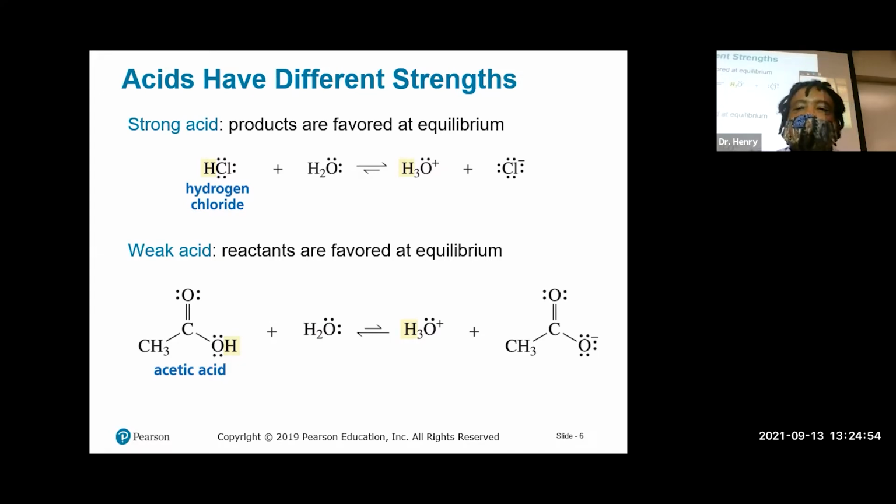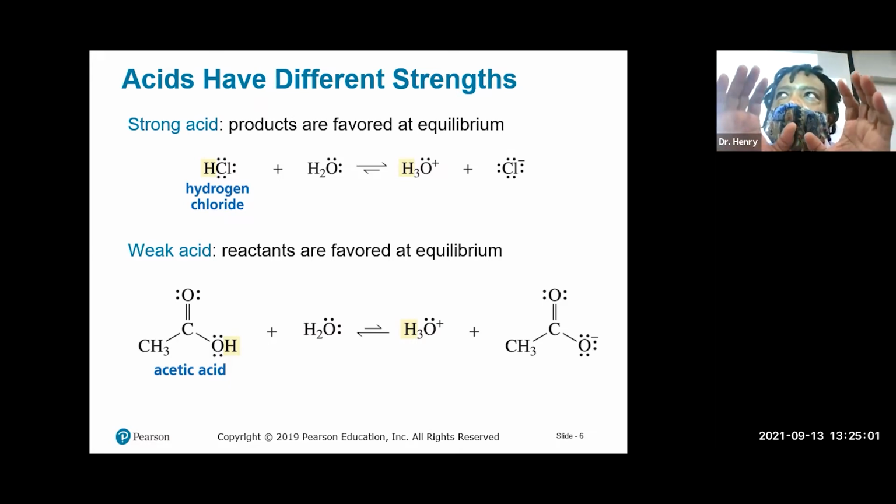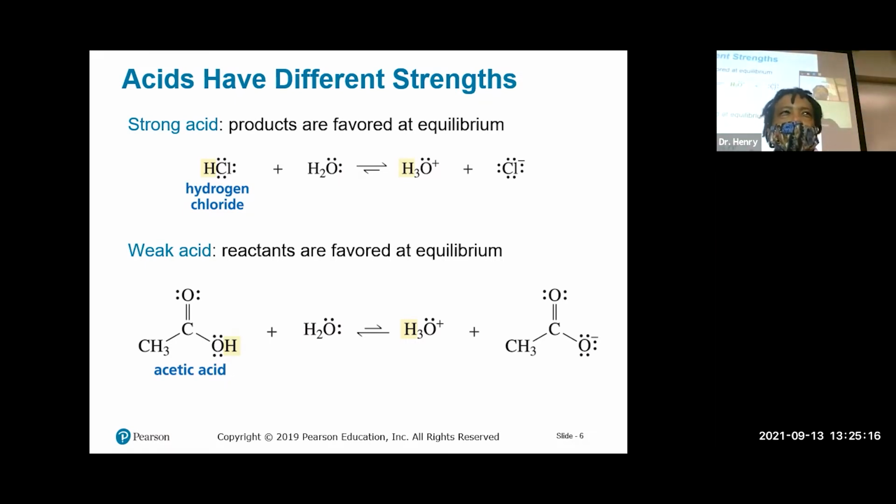Okay, so when we say it favors the products, we know that there's a point where we reach equilibrium, right? In the case of strong acids, the equilibrium is favoring the products. That means the products are going to be much more abundant than the reactants in a strong acid. And it's going to be just the opposite in a weak acid. And what does that mean? Equilibrium. You guys remember how to determine the equilibrium constant?